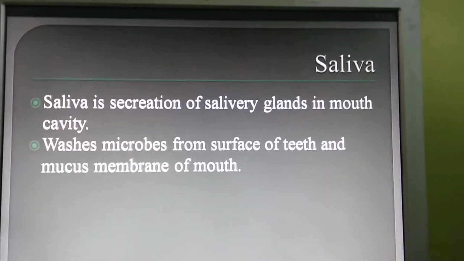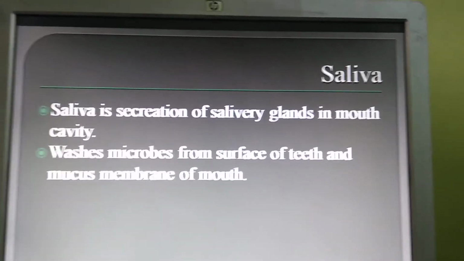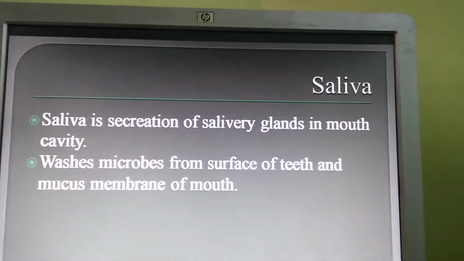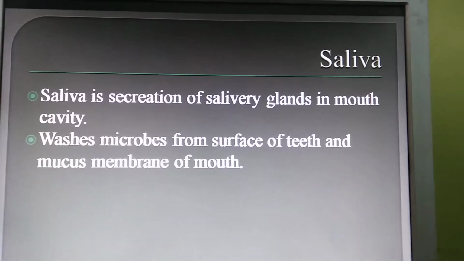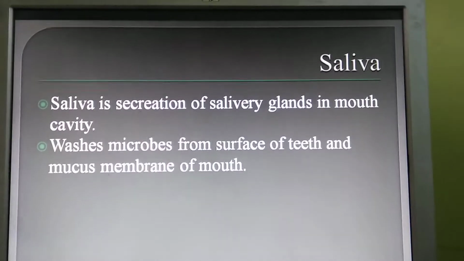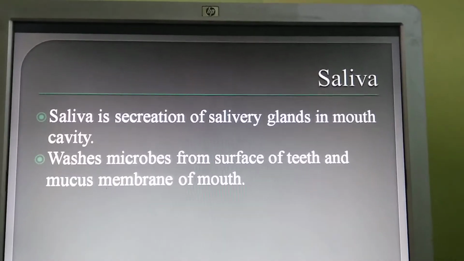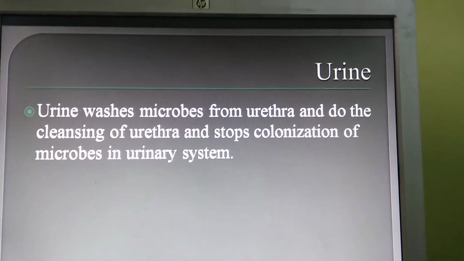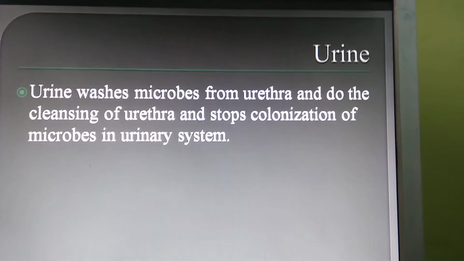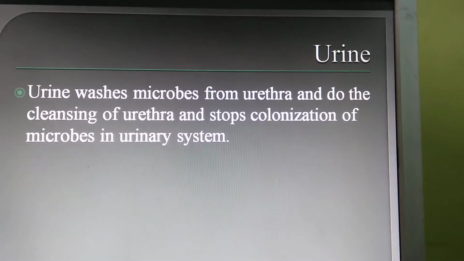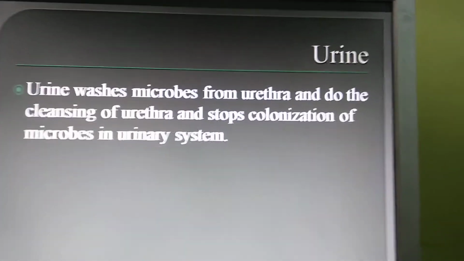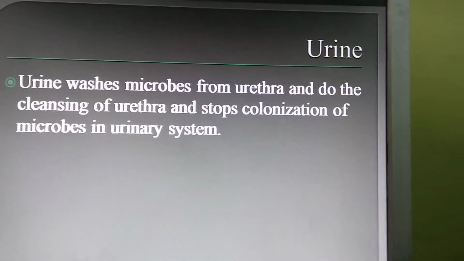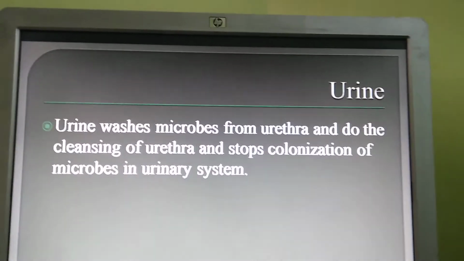Saliva. Saliva is the secretion of the salivary glands in the mouth cavity. This saliva washes microbes from the surface of the teeth and mucous membrane of the mouth. Urine. Urine washes microbes from the urethra, cleans the urethra, and stops colonization of microbes in the urinary system.